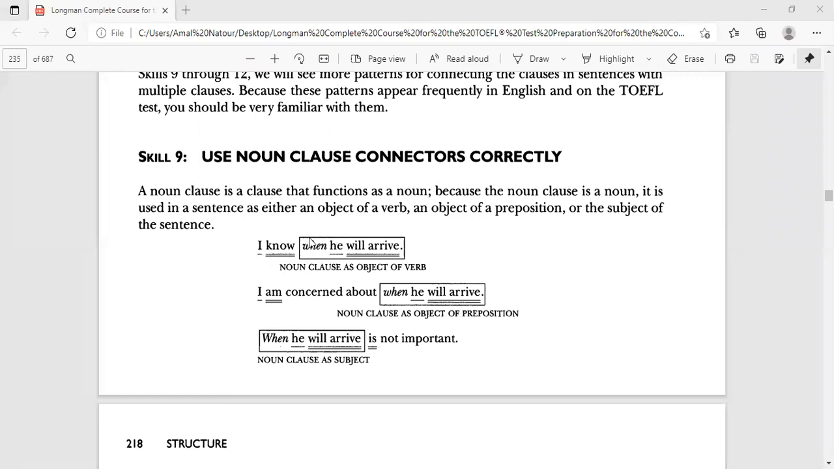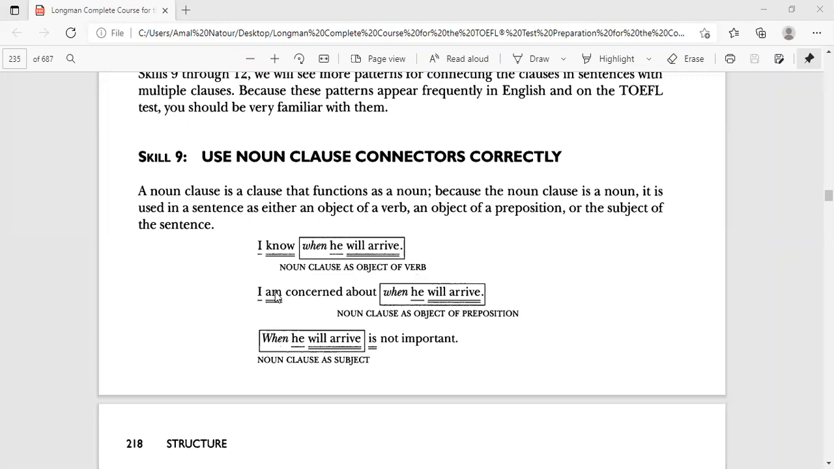When changes the clause he will arrive, when he will arrive, into a noun clause that functions as the object, مفعول به, the object of the verb know. يعني مفعول به للفعل know. إذا هون كل الكلوز مع أداة الربط لعبت دور المفعول به للفعل know، لأنه فعل فاعل مفعول به. إذا الأداة الربط مع كل الكلوز لعبت لي دور المفعول به للفعل know. إذا here the noun clause is the object of the verb.